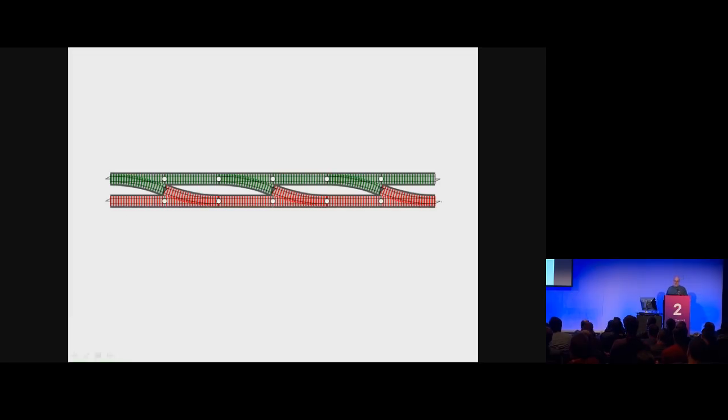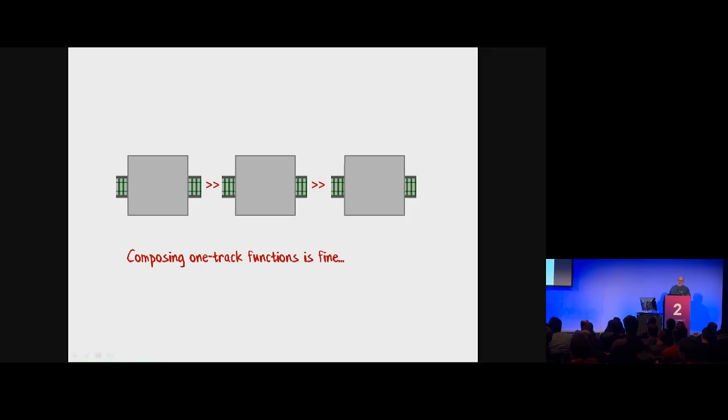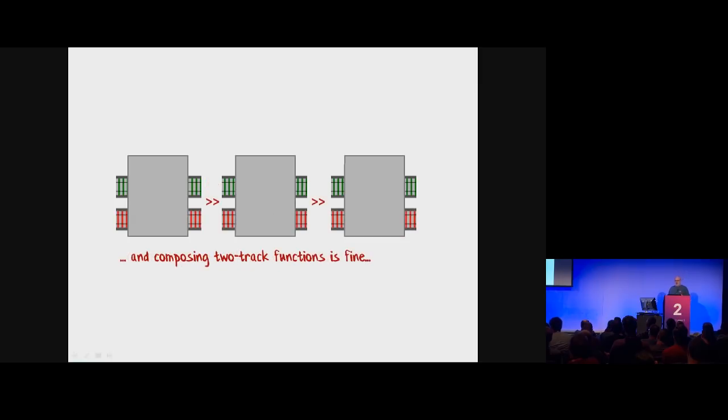So that's our goal. Now here's the problem. If we have one track functions with one input and one output, they're easy to compose. We just connect the inputs and outputs. If we have two track functions with two inputs and two outputs, they're also easy to compose. We just wire them up in the obvious way. But what we have is one track input and two track output. And those things cannot be composed. They don't fit together properly.